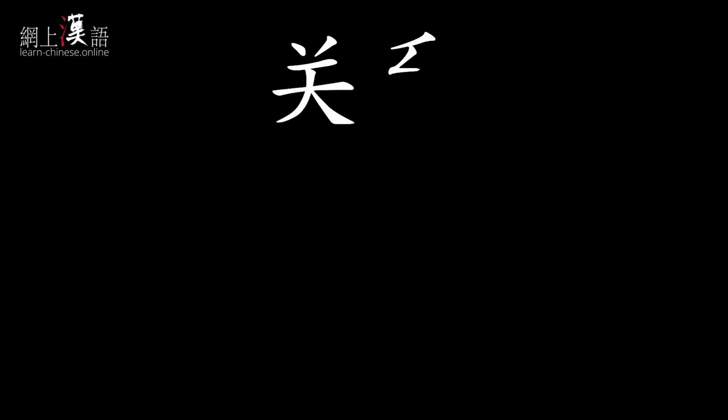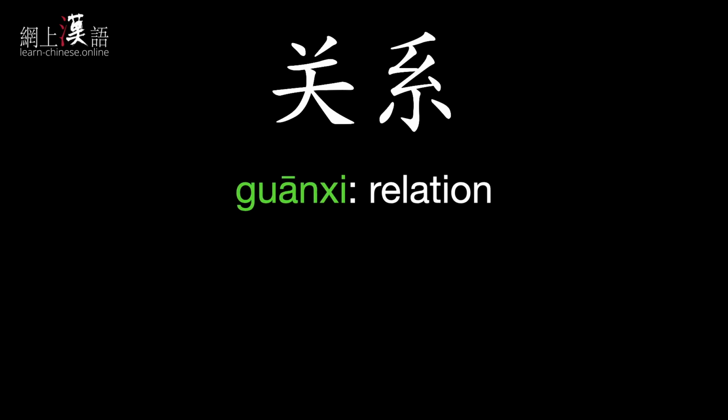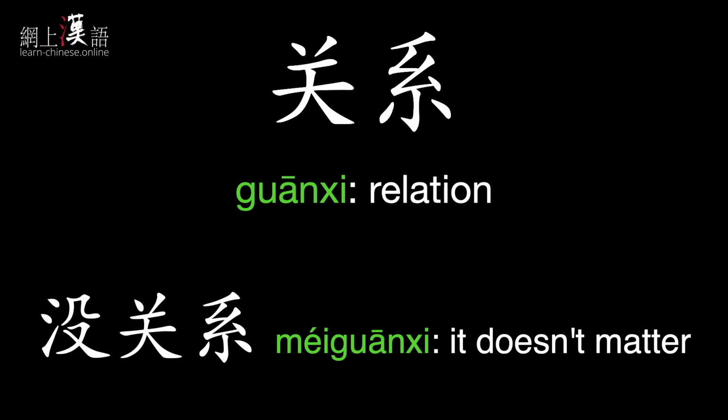We can now write the word guānxi. As I said in the previous video, the x loses its tone in the word guānxi. We do not say guānxí, but guānxi. It means relationship, especially professional relationships. We talk a lot about guanxi in China. It is a very important word. And here is the word of the lesson, 没关系. It doesn't matter. Literally, there is no connection.